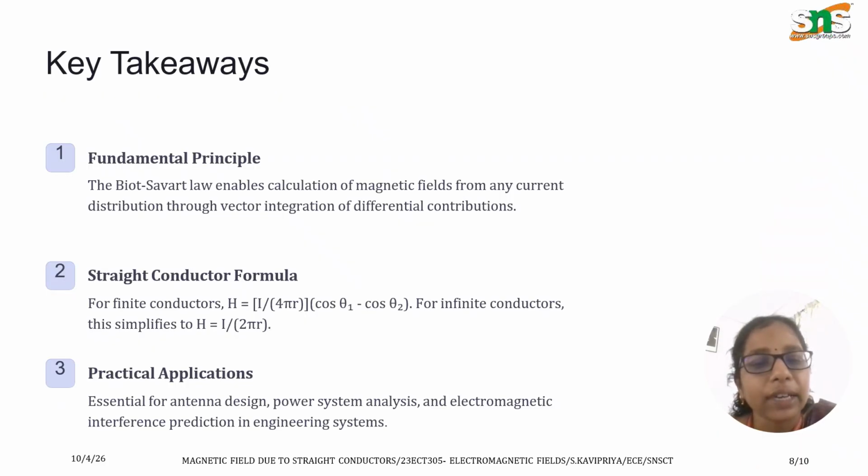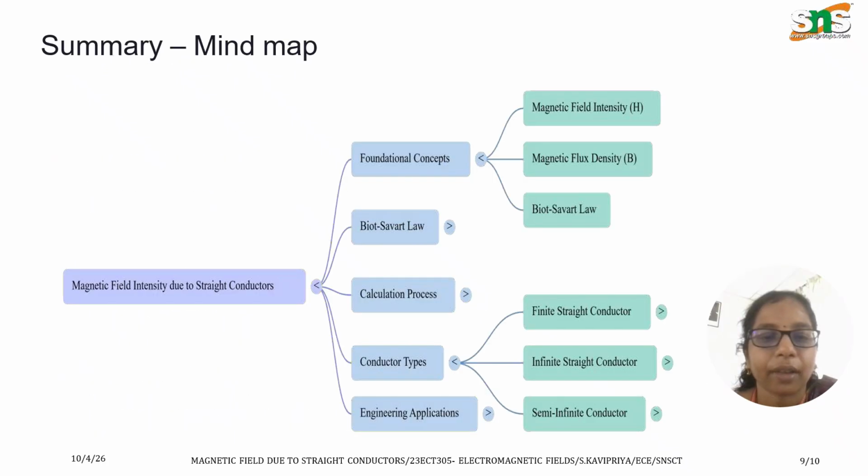The basic Biot-Savart law enables calculation of the magnetic field from any current distribution through vector integration over different configurations. Next is the straight conductor formula. For an infinite conductor, H is equal to I by 2 pi R. For a semi-infinite conductor, it is I by 4 pi R times cos theta 1 minus cos theta 2. What are the practical applications? It is very important for antenna design, power system analysis, and electromagnetic interference predictions.